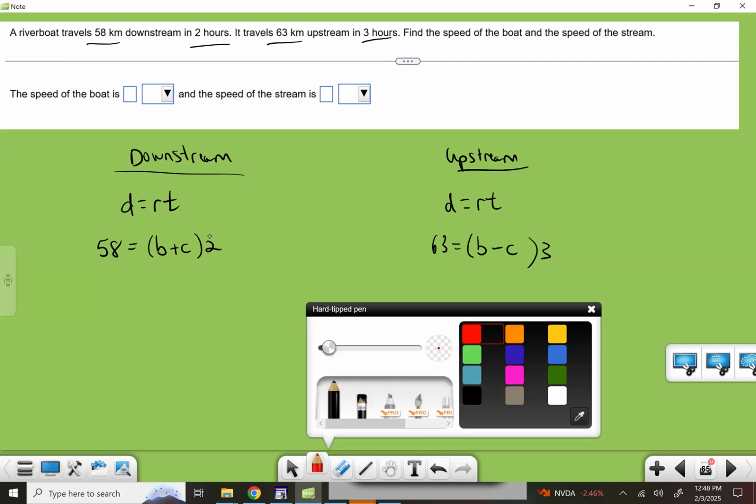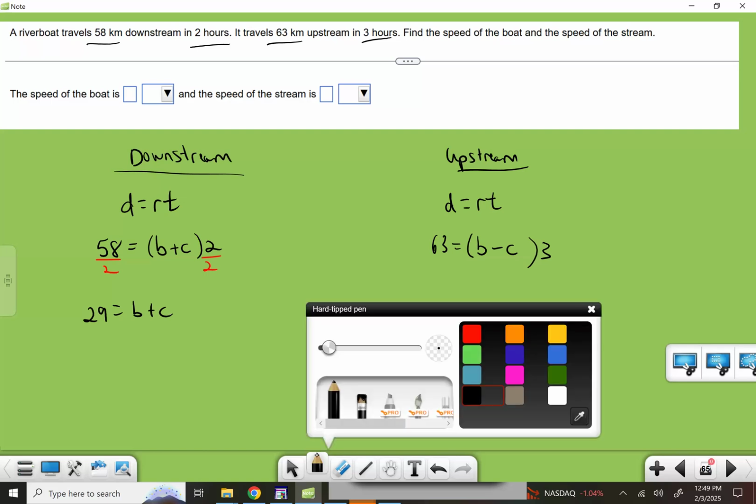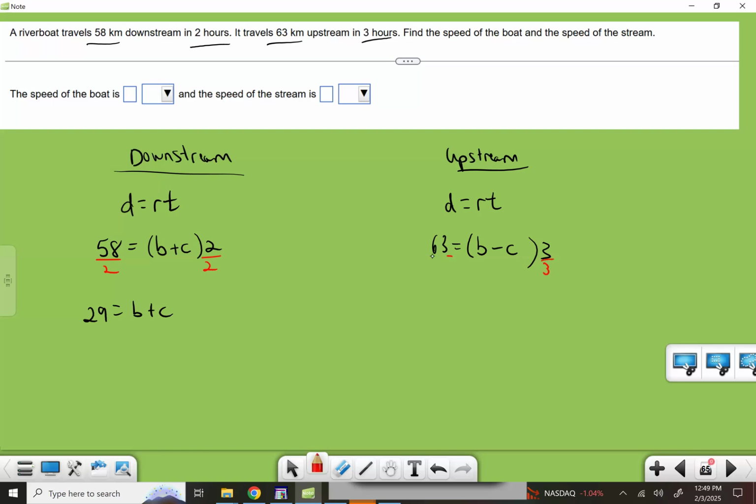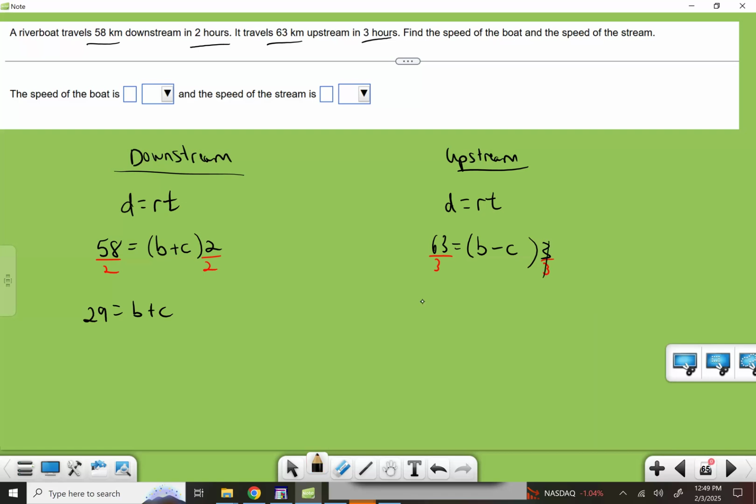Now, instead of distributing the 2 in, I'm going to divide the 2 out to make my equations a little bit simpler, okay? A little bit smaller in their numbers. I think that's right, 29 plus, yeah. Same thing over here. I noticed that 3 goes into 63, so why not make this equation a little bit smaller, a little bit easier to work with? This is going to be 21.